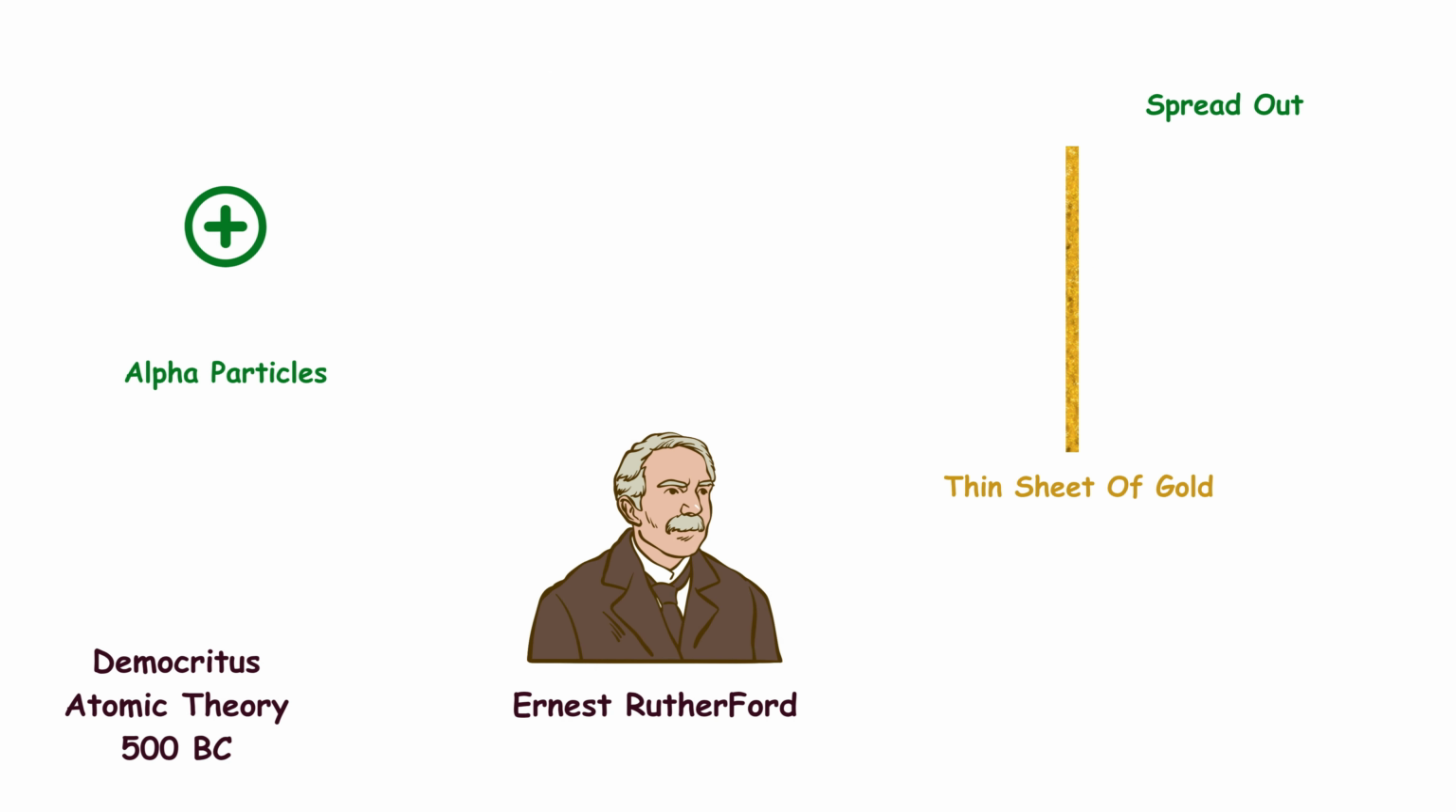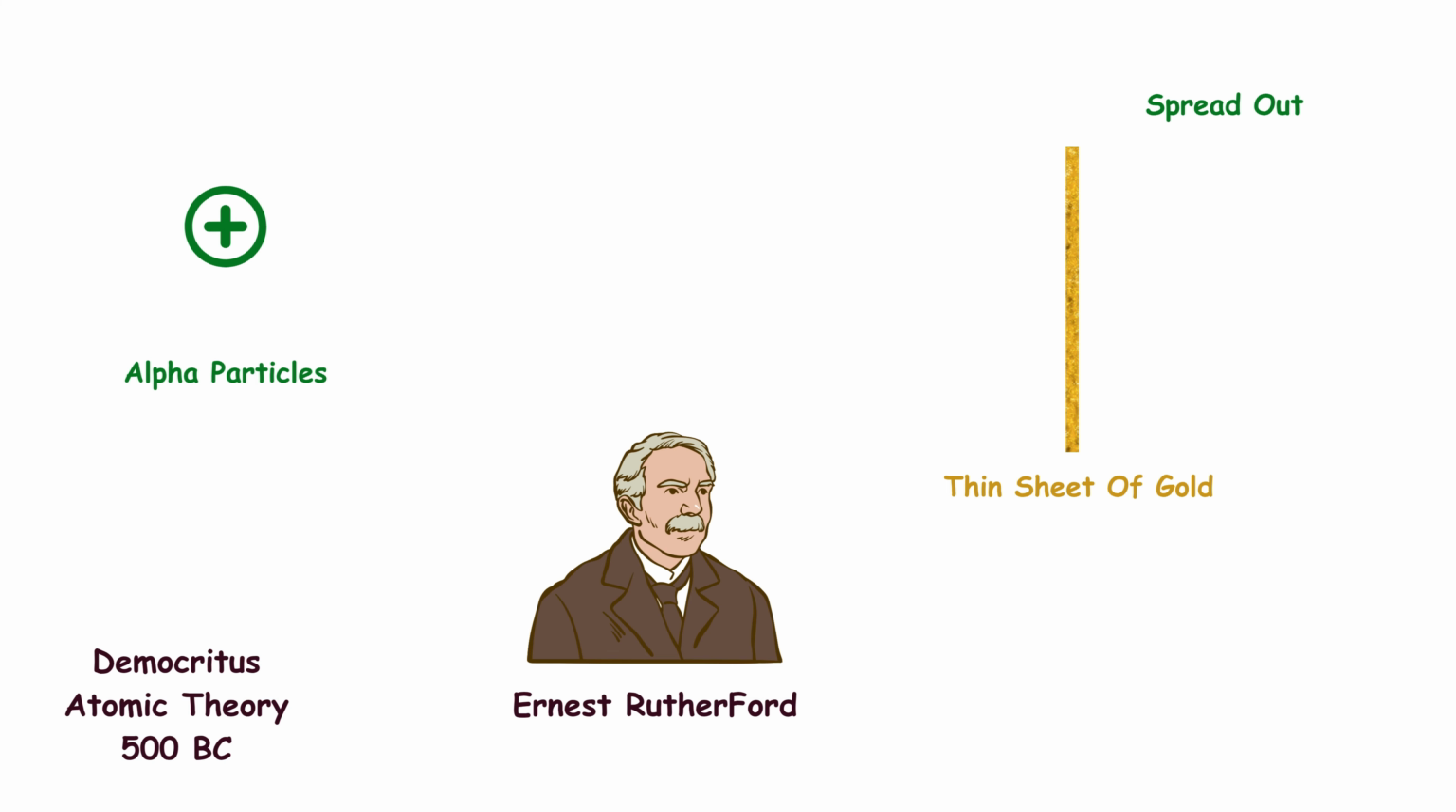In 1909, Ernest Rutherford and his students performed the famous gold foil experiment. They bombarded a thin sheet of gold foil with positively charged alpha particles, expecting them to pass straight through if Thomson's model were accurate. Surprisingly though, while most alpha particles did pass through, some were deflected at sharp angles, and a few even bounced straight back.